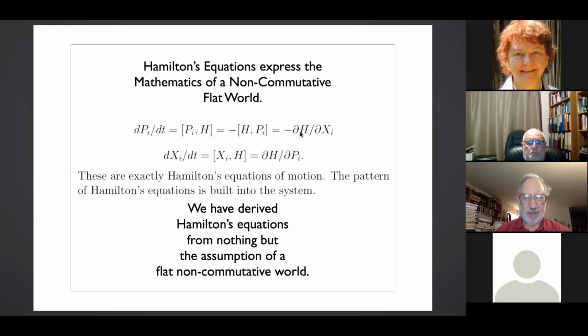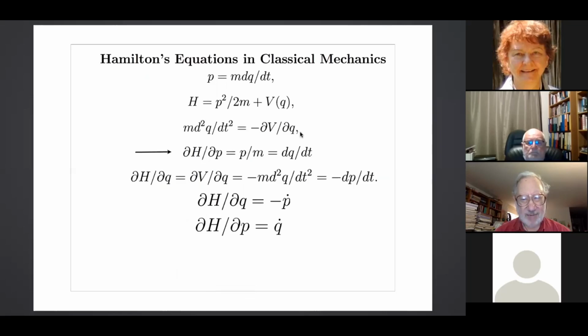And these are just a tautology in this world. But where did Hamilton get them? Let me remind you, because then it will look a little more mysterious to you. Hamilton's equations: the momentum in a very elementary physical world, the classical mechanical world, is mass times dq dt. Q is position. Mass times velocity. The Hamiltonian is the energy. It is p squared over 2m, that's 1/2 mv squared, plus a potential V of q. And Newton's law says that ma, m d squared q dt squared, is equal to minus the derivative of the potential.